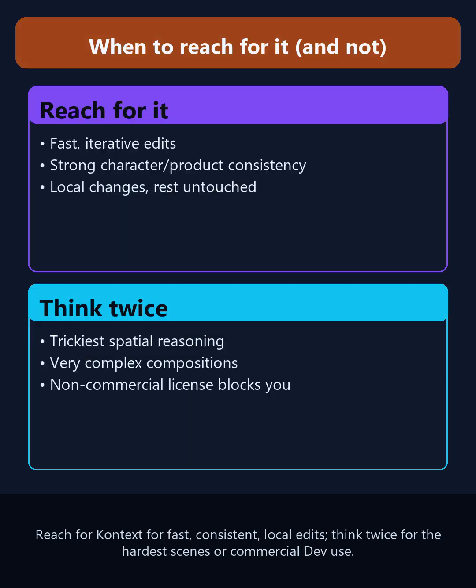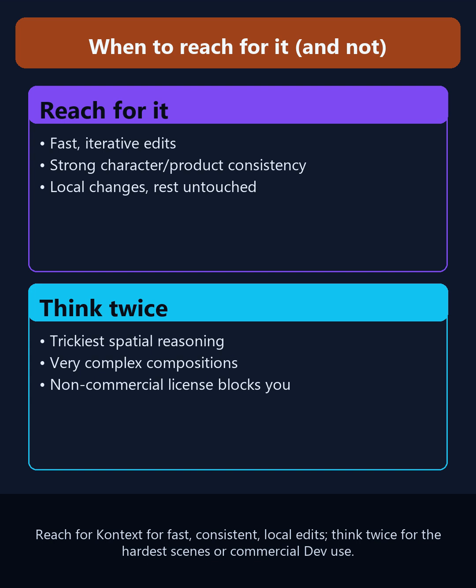So when should you reach for it? Reach for Kontext when you need fast, iterative edits, strong character or product consistency, or local changes that leave the rest untouched. Think twice when you need the most nuance, spatial reasoning, or the trickiest compositions. A rival like Nano Banana may blend better, or when a non-commercial license on the open Dev weights blocks your use case.